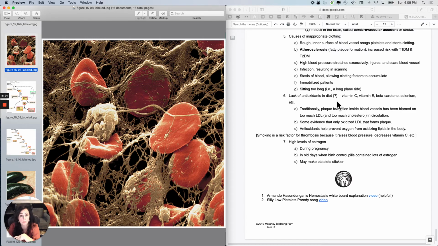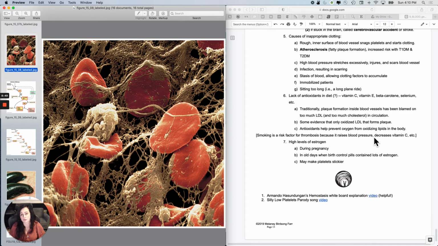So if you eat In-N-Out burger, make sure you're eating some brightly colored fruits and vegetables as well. It may make the cholesterol less likely to stick. Even if it doesn't, brightly colored fruits and vegetables are good for you. And so antioxidants seem to help to prevent oxygen from oxidizing the lipids in the body, and therefore they stick to the walls.